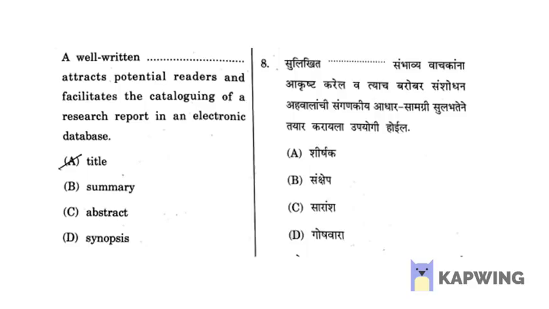A well written dash dash attracts potential readers and facilitates the cataloging of research reports in electronic databases. So friends, if you have read any journals, what attracts is the title of the article. Title is what you see first, and if it is interesting, catchy, you go for its real content. So the answer here is title.